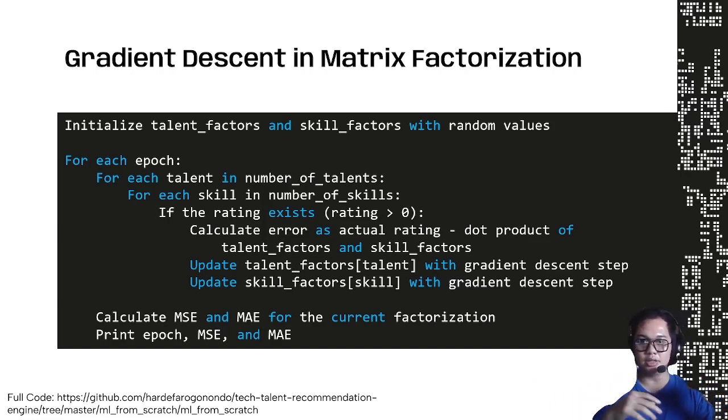And after the error is calculated, we update the talent factor per talent with a gradient descent step, and we update the skill factors with a gradient descent step. And outside of those loops, we calculate the MSE and MAE for the current factorization and print the epoch MSE and MAE. And there is also the link for the code of both algorithms.